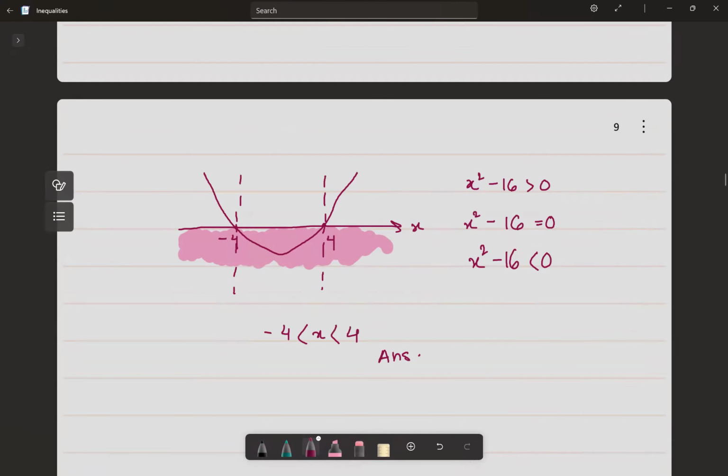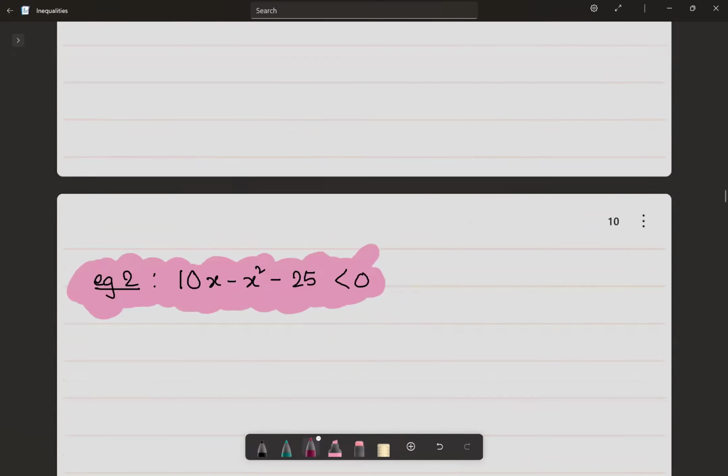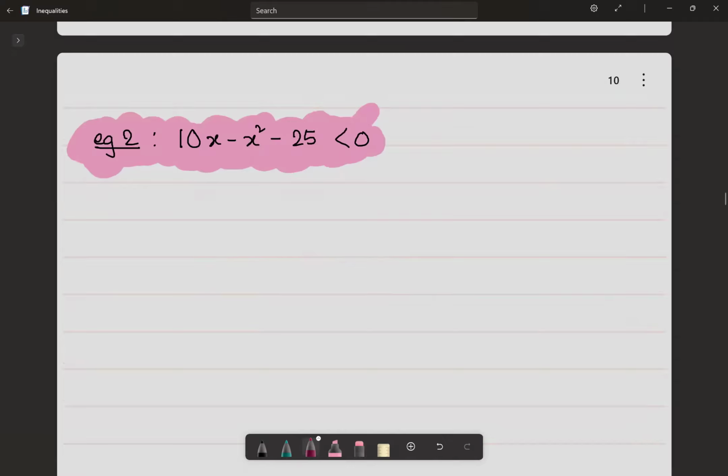Let's take a look at another example to enhance our understanding. This is another example that we have. So we know that we have to first solve this expression by taking this to be equal to 0 in order to find out the inequality. So we will write, let 10x minus x squared minus 25 equals 0. When we write this out, we know that we have to solve this by the quadratic formula.